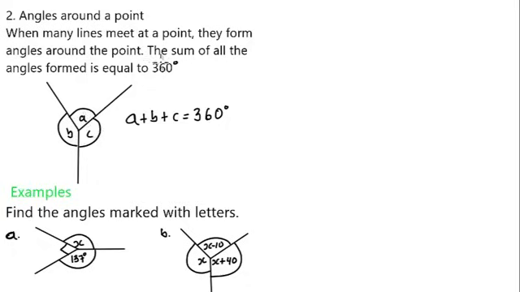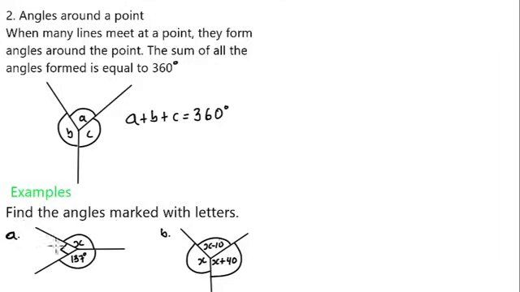And we are saying that the sum of all the angles formed is equal to 360 degrees. So the sum of all the angles formed here is equal to 360 degrees. And so we have A plus B plus C is equal to 360 degrees. Now let's consider this example here. We have to find the angles marked with letters.